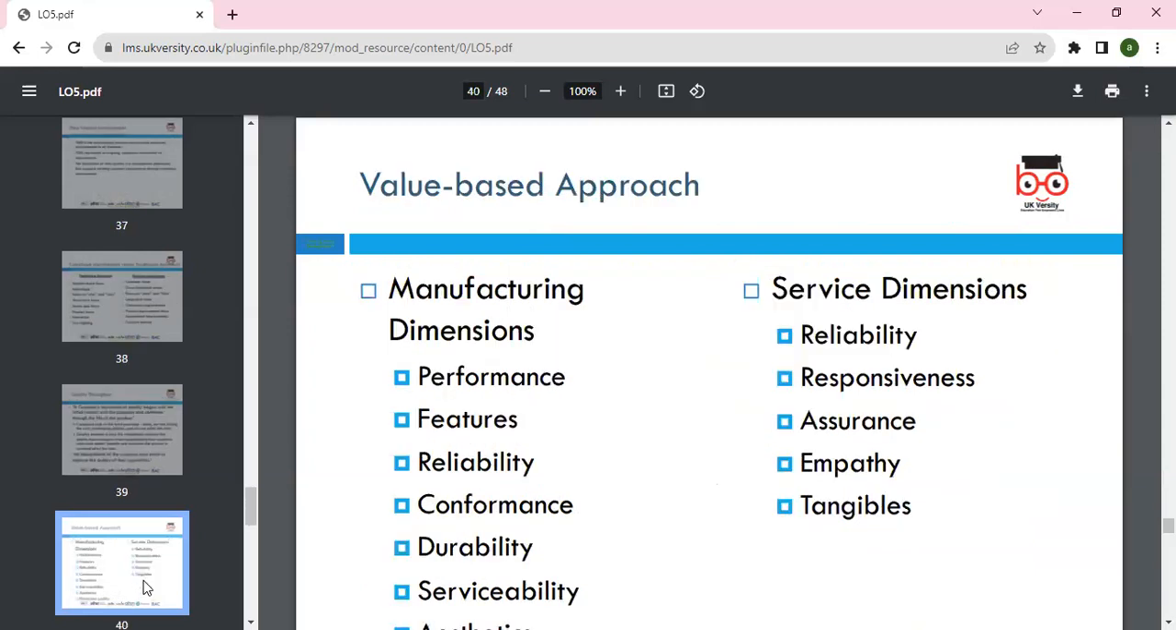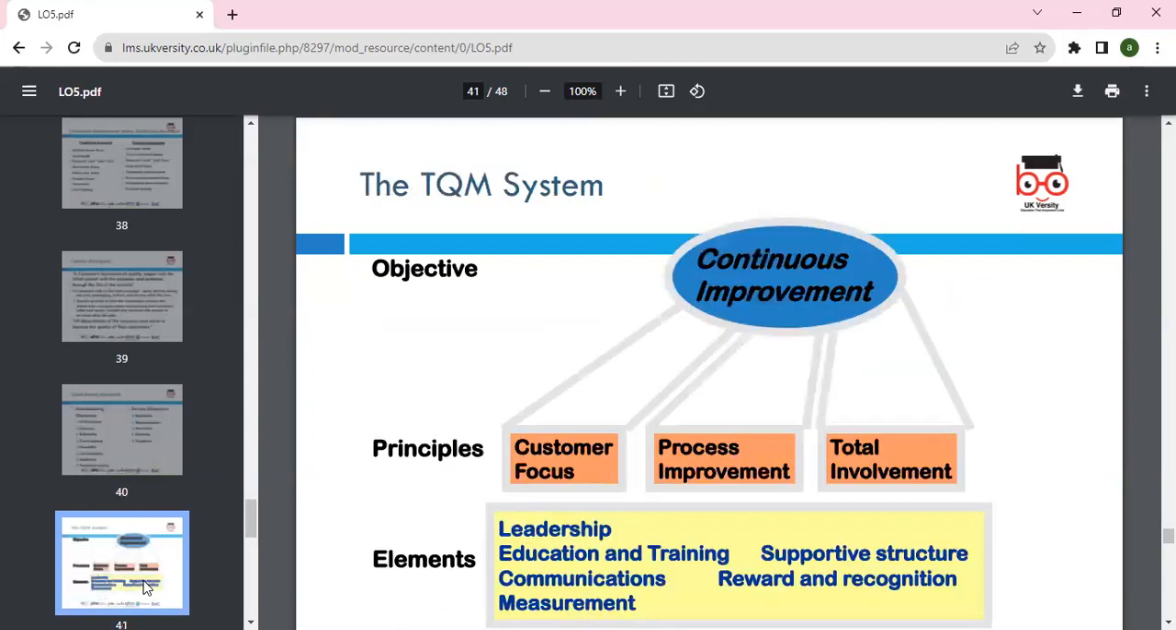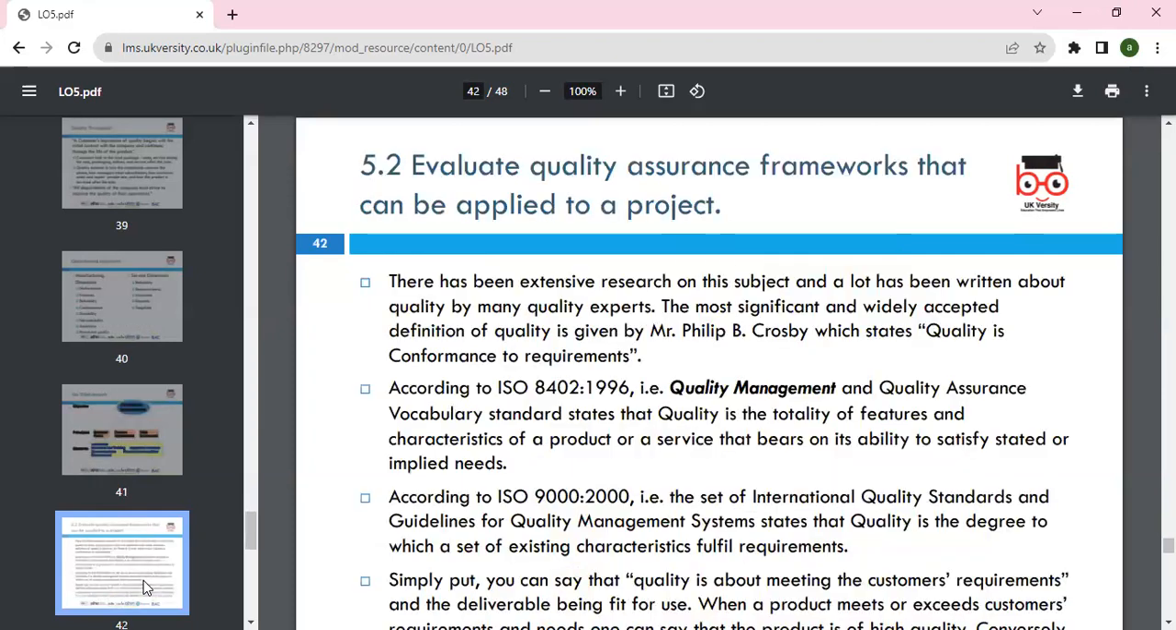Value-based approach is manufacturing, performance, feature, reliability, and the service, where we look at responsive empathy with the customer. Because a lot of companies, unfortunately, take the money and do not care, and we care about the whole value-based approach. Value for money. So total quality management: continuous improvement, customer focus, process improvement, customer involvement, and we look at all the elements, leadership, planning, controls, and all. Yes, and we'll carry on.